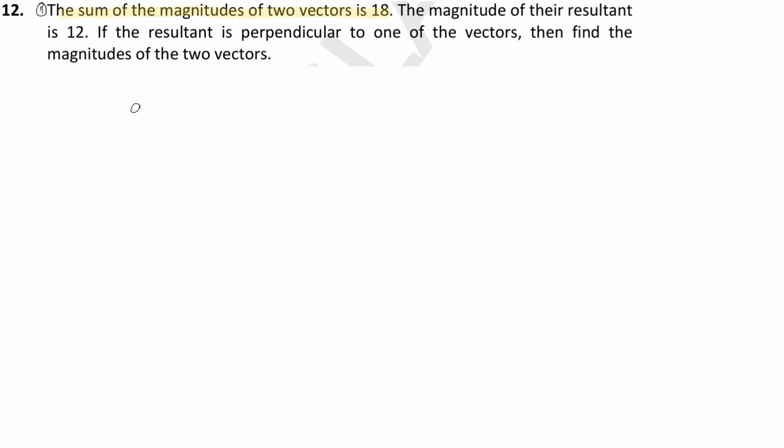Suppose you have two vectors A and B, and the sum of their magnitudes: mod of A plus mod of B is equal to 18. This we can also write as A plus B is equal to 18. Line number 2: the magnitude of their resultant, so mod of vector A plus vector B is equal to 12. So there is a difference in line 1 and line 2.